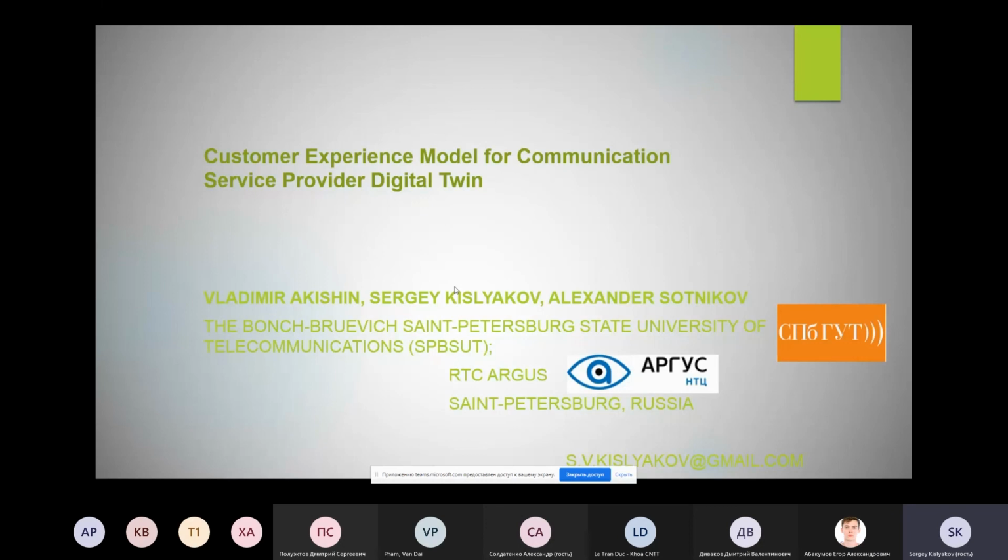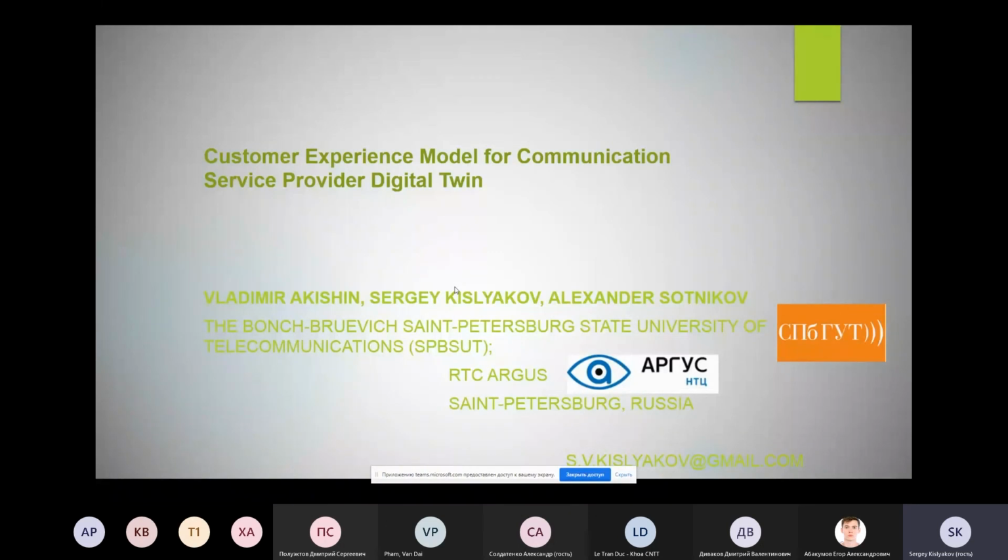Great. Dear colleagues, at first, let me thank the organizers for this important event, for the possibility to meet you all, and to discuss our ideas together. My presentation is about the digital twin idea and about how to build it together with a customer experience model.